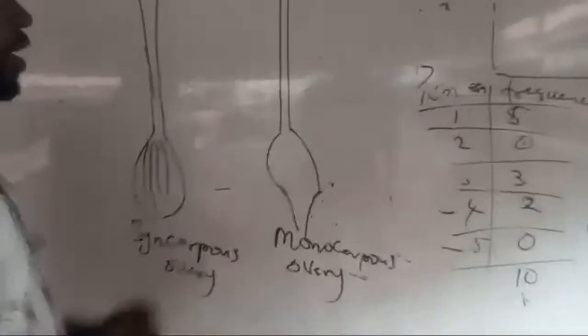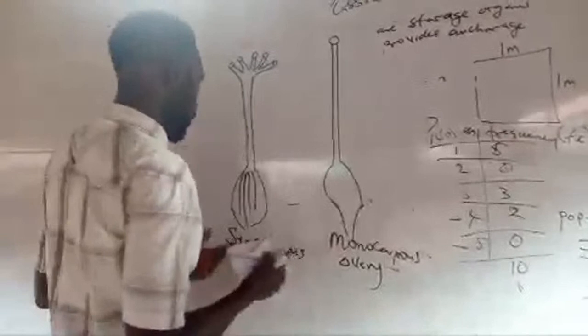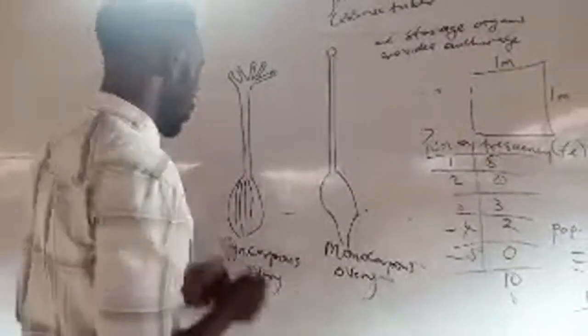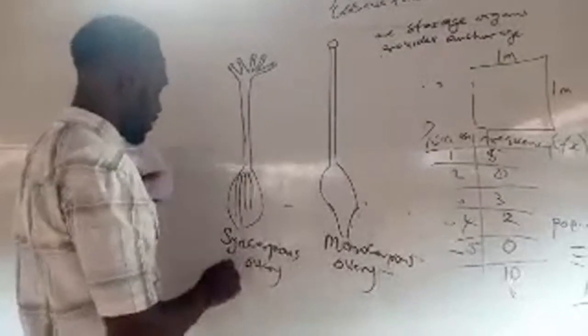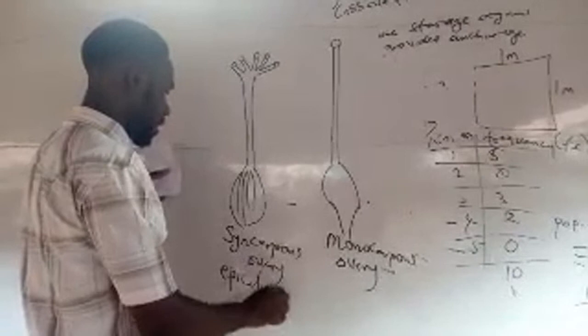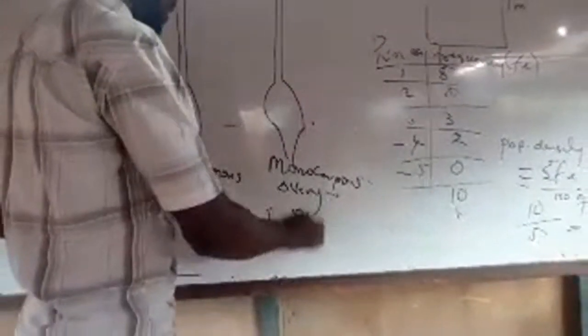Then secondly, the difference again is that, let me try remembering where. There are extra whorls present in hibiscus flower. There are extra whorls such as the epicalyx. So when you are asked to differentiate, under here you say epicalyx present. Epicalyx is present. But in flame of the forest, epicalyx is absent.